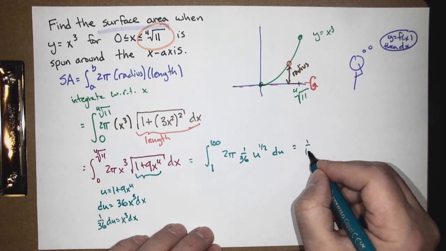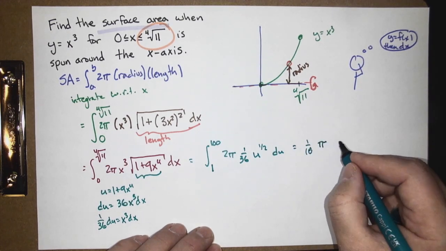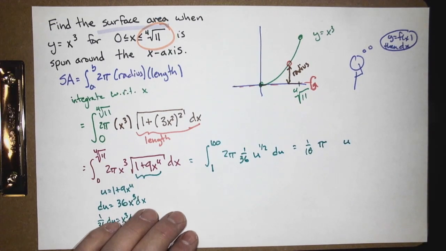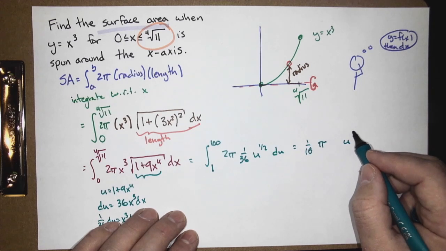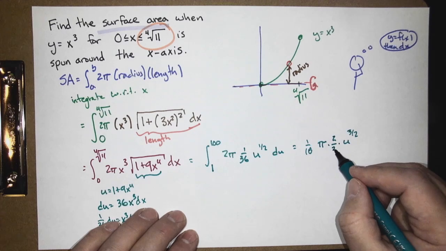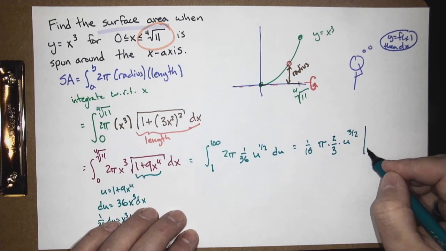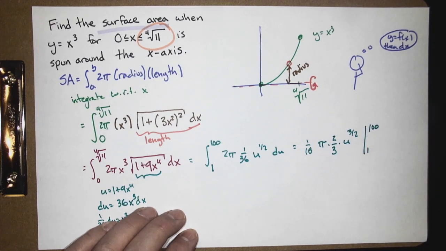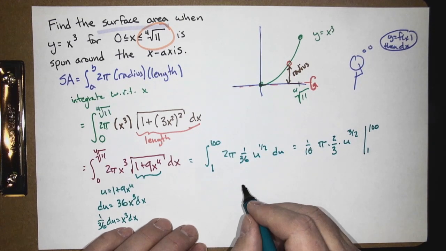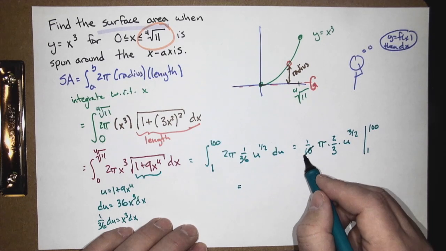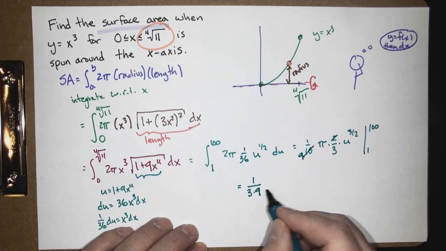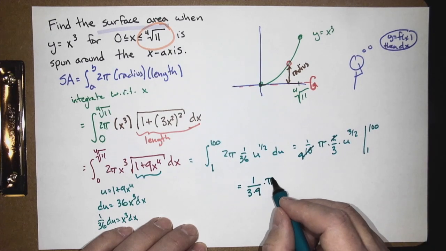So we get 1 over 18 times pi. U to what power? Three halves. And then in front we're going to have a 2/3. Evaluate 1 to 100. Okay. Well, this should be interesting. So 18 and 2 leaves us with a 9. So we have a 1 over 3 times 9 times a pi.